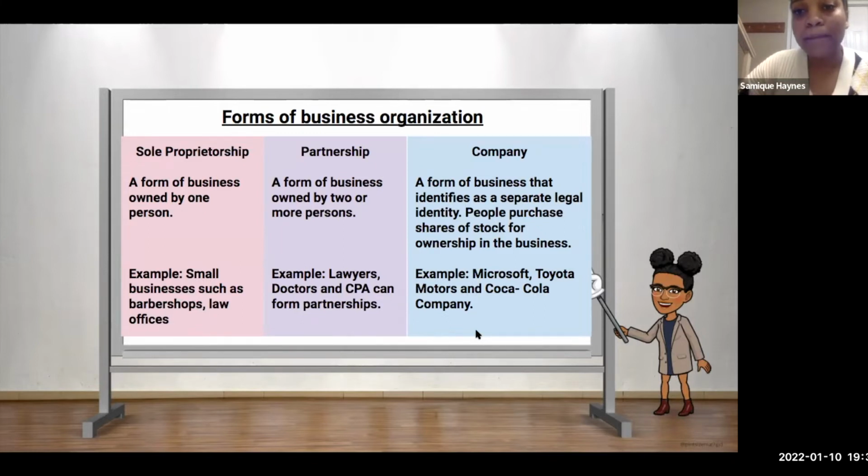And then there are companies, and these are forms of businesses that identify as a separate legal entity or a separate legal identity. And a separate legal entity, does anyone know what that means? It's a pretty common term. Anyone heard of separate legal entity as a benefit to starting a company instead of starting a sole proprietorship or a partnership?